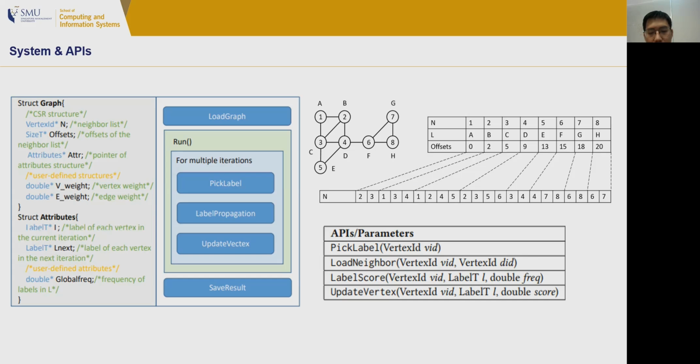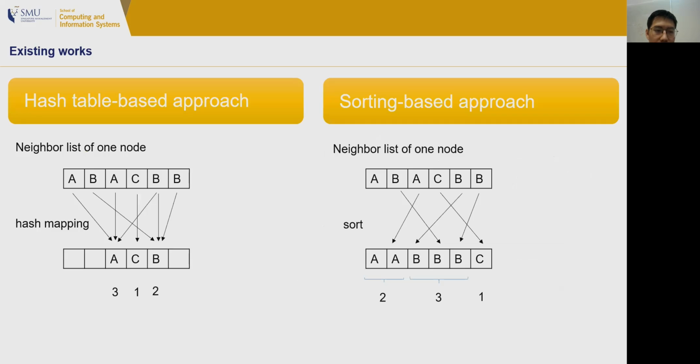We provide an API to help developers customize and deploy their label propagation algorithm on GPU for different application requirements on the data pipeline. We show some sample APIs on the right-hand side. Now we introduce the existing works that deploy GPUs to accelerate the label propagation process.